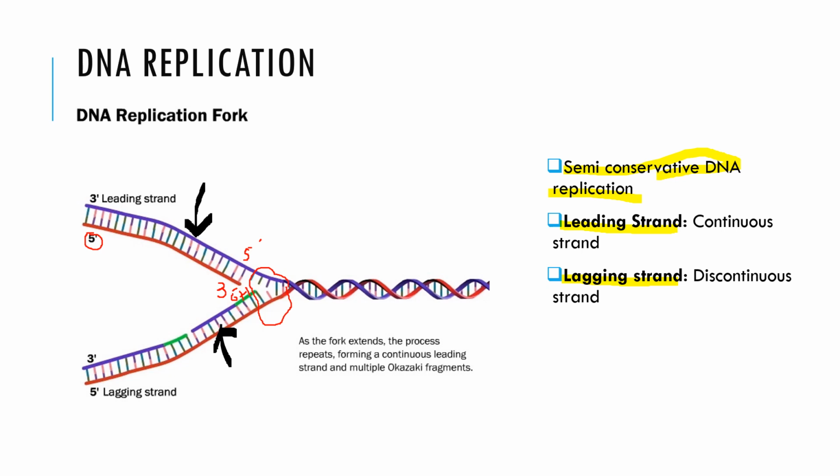But on the other strand, you can see it is called the discontinuous or lagging strand, because here the parental strand is in the 5' to 3' direction, and the primer attached here was in the 3' to 5' direction, and now the 5' phosphate group is available. So on that strand, DNA polymerase cannot perform its function in that direction. There is no free 3' OH group opposite to that, so the DNA polymerase cannot perform its activity.